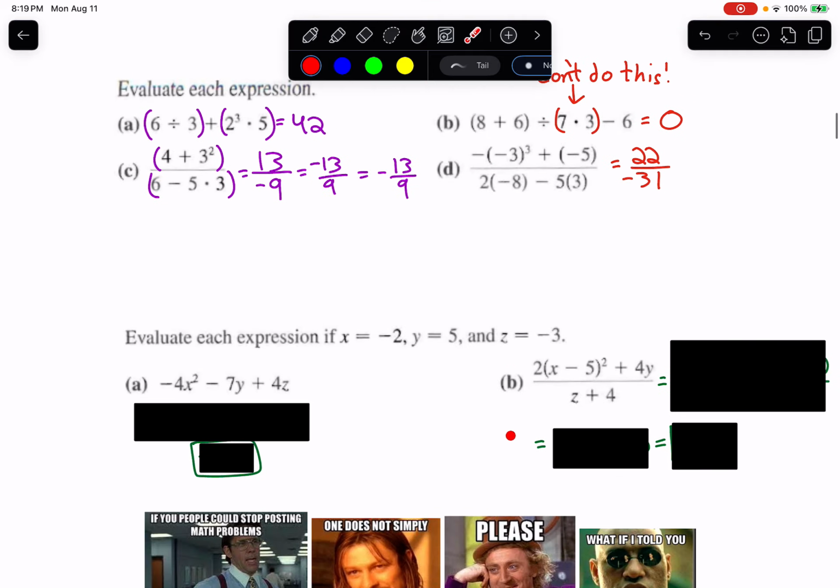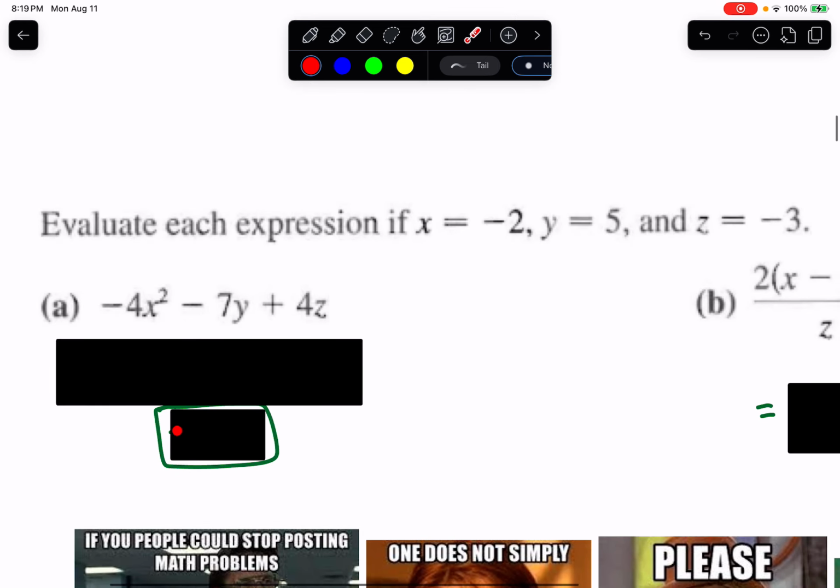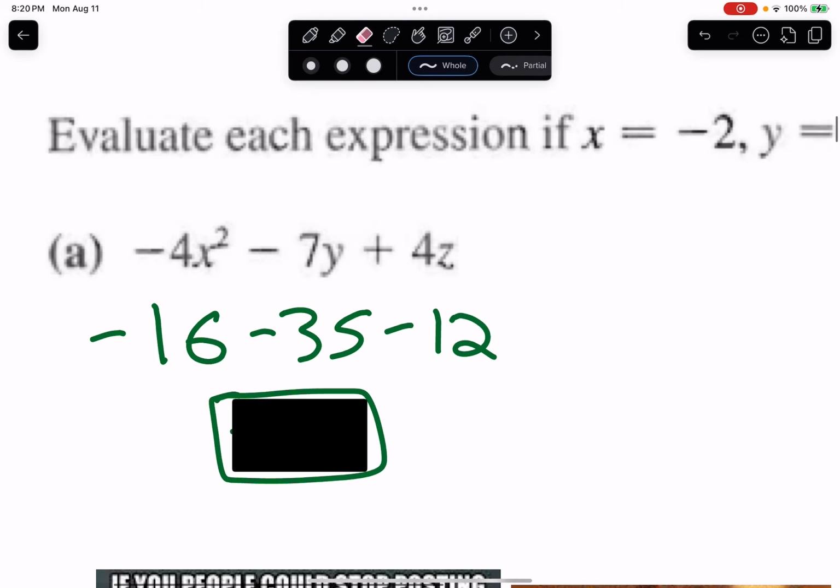Okay, now a little bit of evaluating using some variables. So we have some variable values here, okay? For A, we're going to plug in the negative 2 for X, right? Remember PEMDAS, you have to do the negative 2 squared first. So it becomes positive 4 times negative 4. So that's negative 16, right? Negative 7 times 5 is negative 35, right? And then 4 times negative 3 is negative 12. Add up those three negatives, you get negative 63.